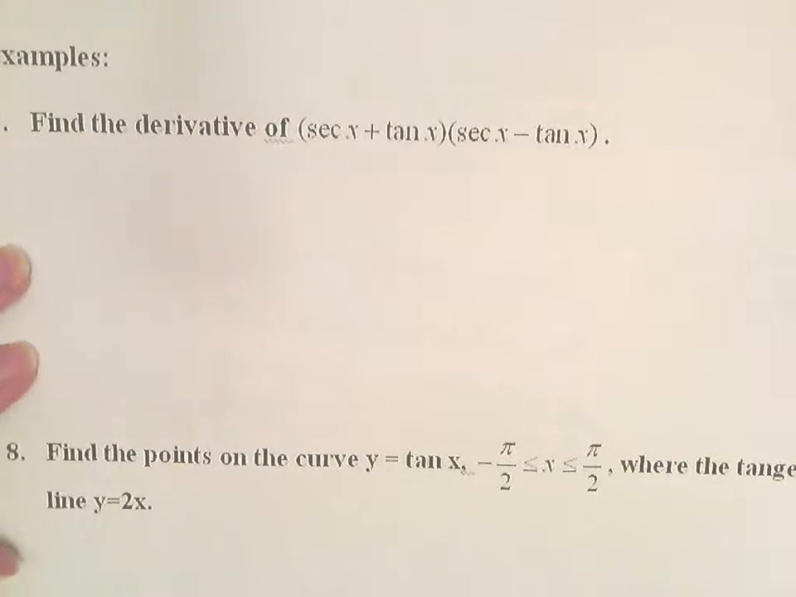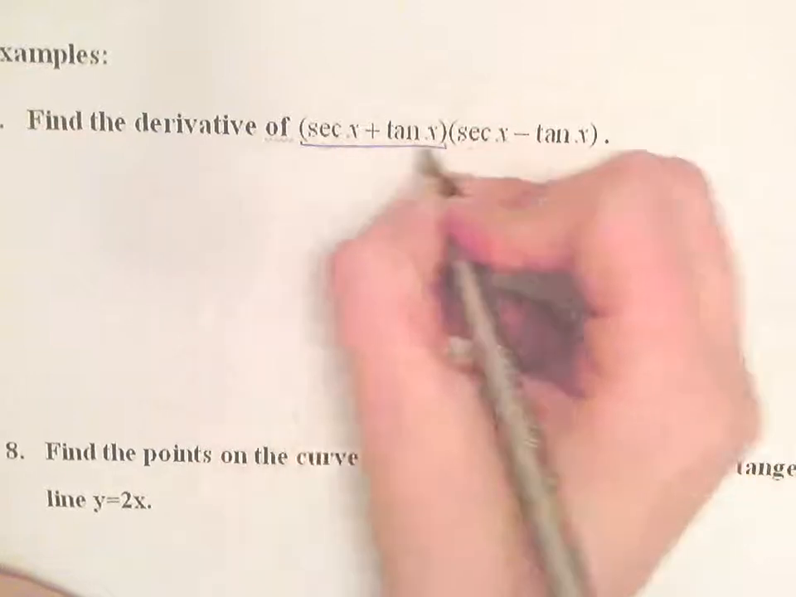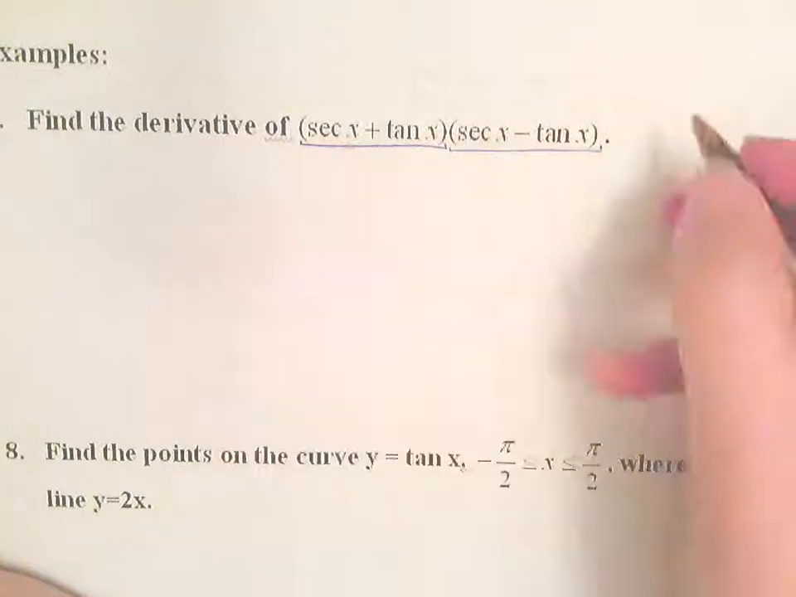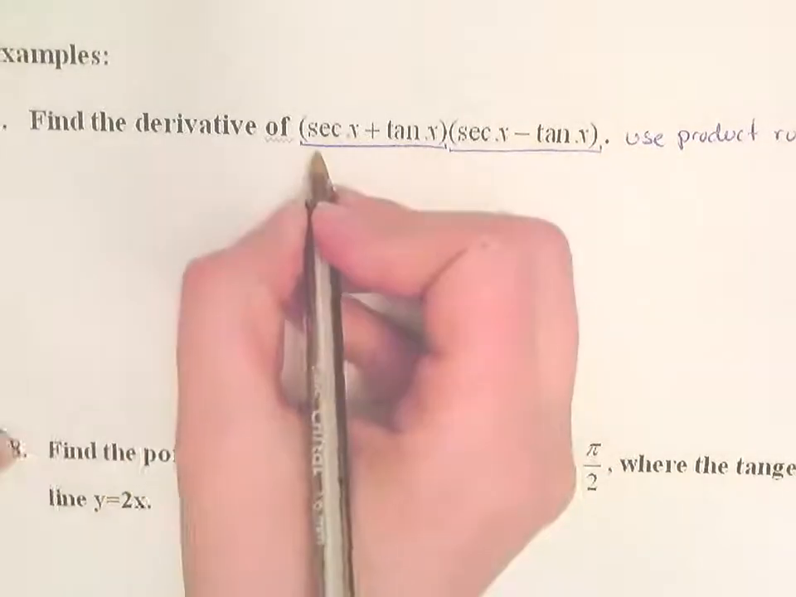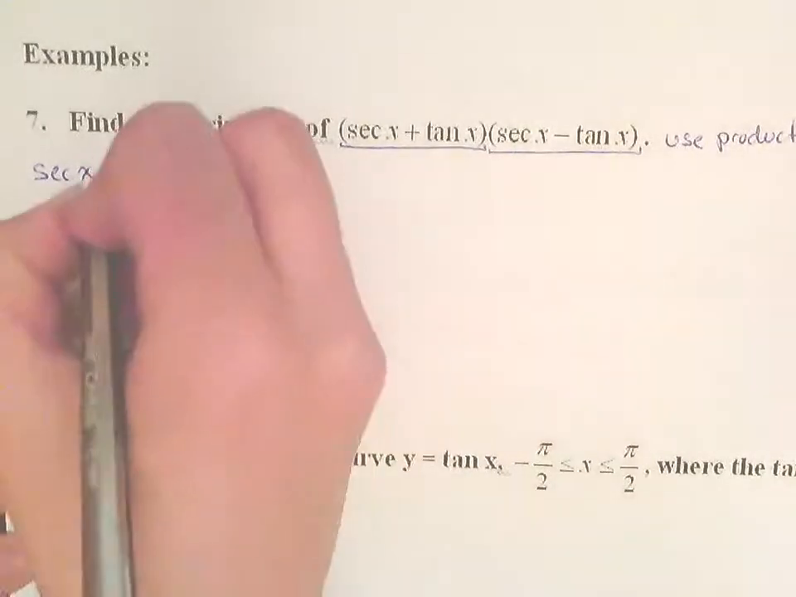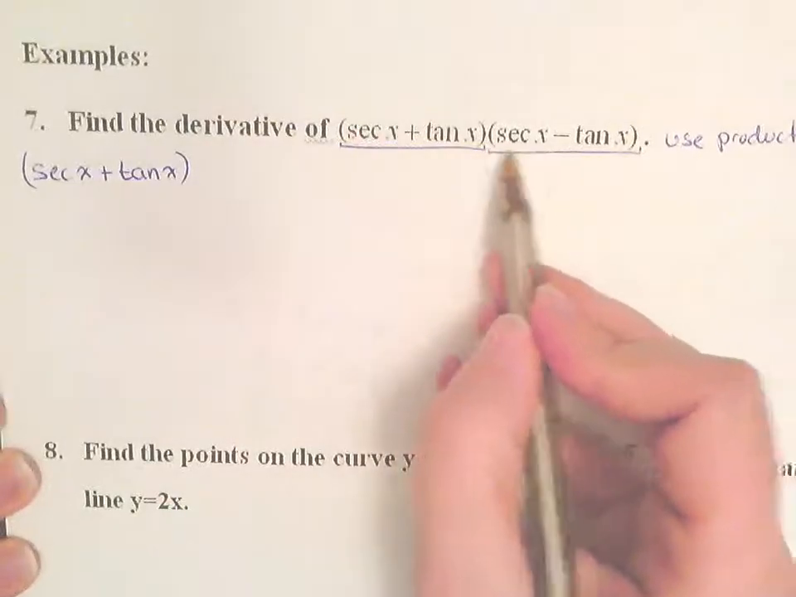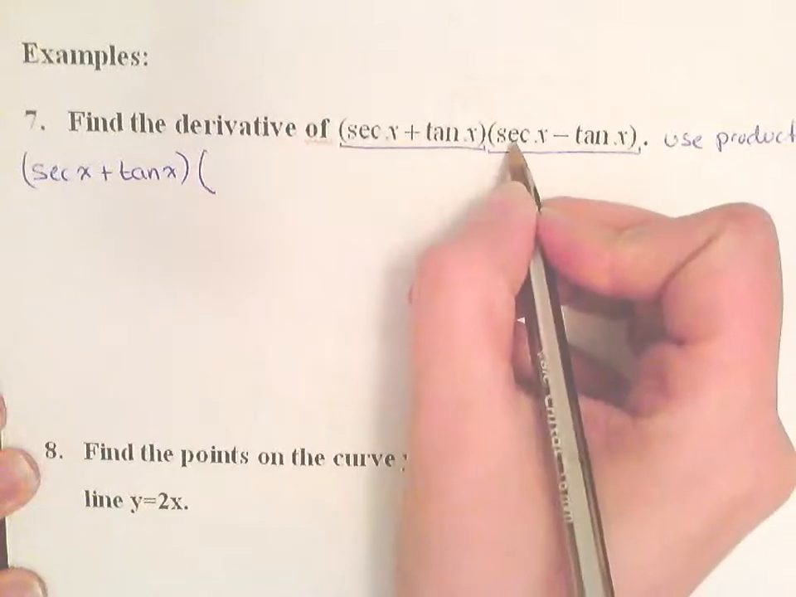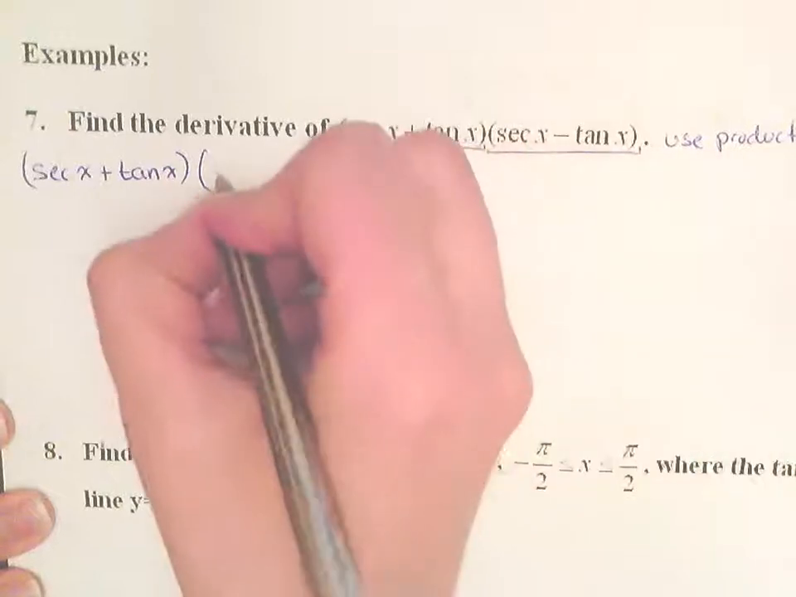Alright, this one looks difficult, but it's really not. Obviously this is a binomial multiplied by another binomial. So we're going to use the product rule to find the derivative. That means we're going to take the first guy, so it's secant of x plus tangent of x, and we're going to take the derivative of the second guy. Remember, the derivative of secant is secant of x times tangent of x.